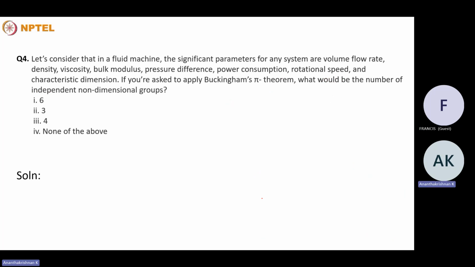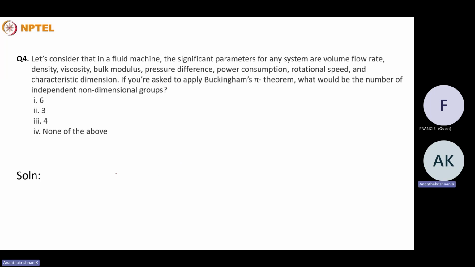Look into the fourth problem. Let's consider that in a fluid machine, the significant parameters for any system are volume flow rate, density, viscosity, bulk modulus, pressure difference, power consumption, rotation speed, and characteristic dimension. If you are asked to apply Buckingham's pi theorem, what would be the number of independent non-dimensional groups?